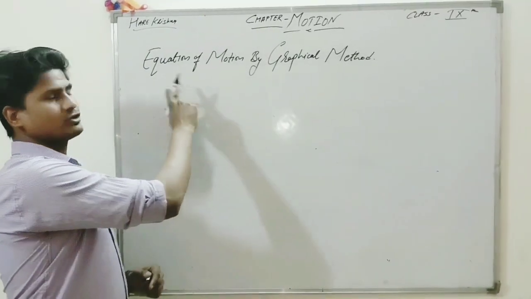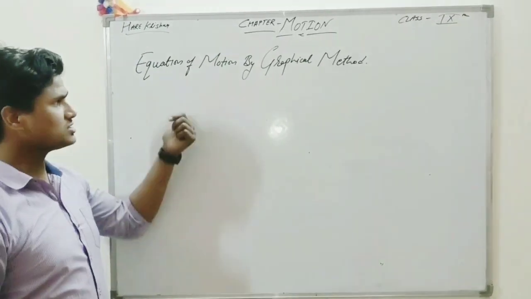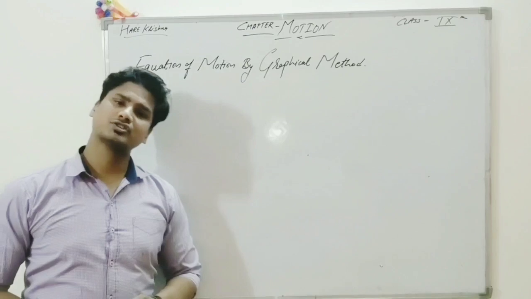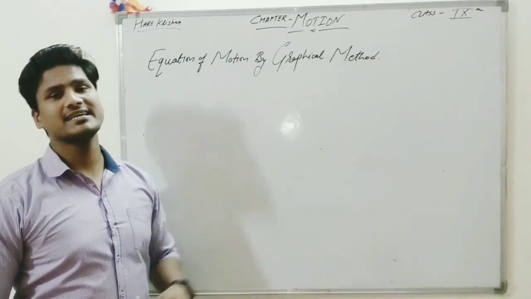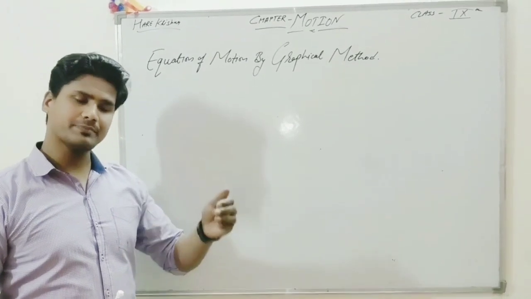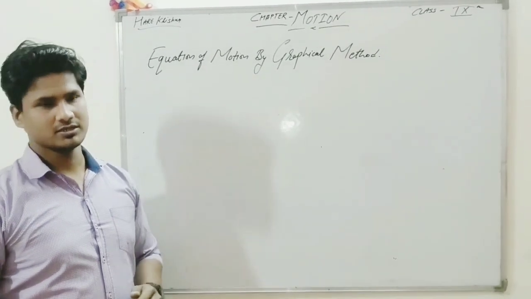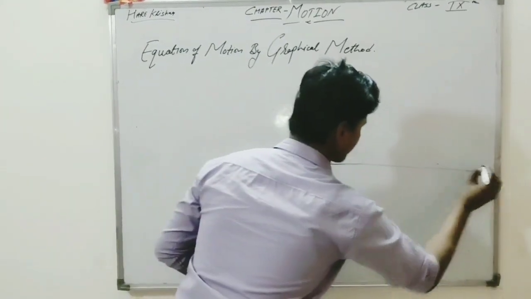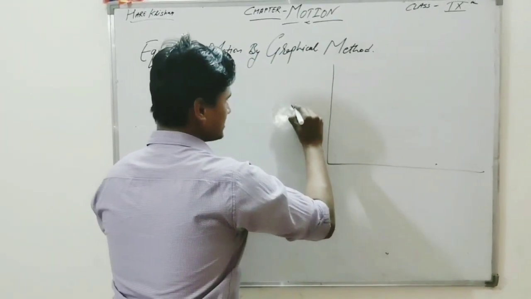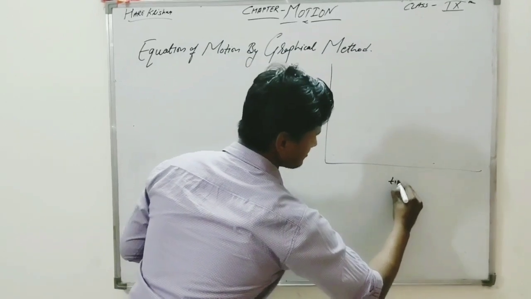Our next topic is equation of motion by graphical method. In this topic, we will derive the three equations of motion. For this purpose, we will make a single graph which will help in deriving all the three equations. The graph is between velocity and time.